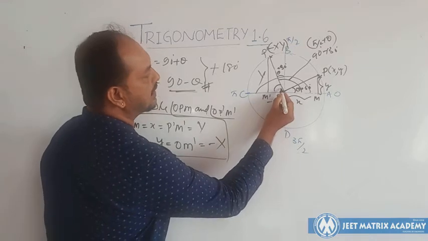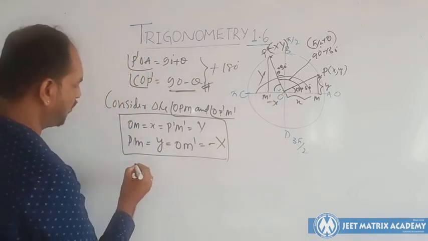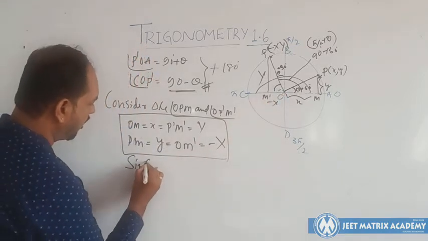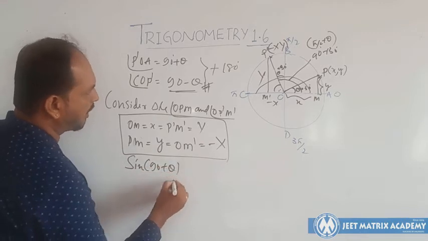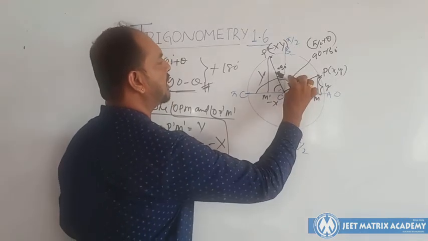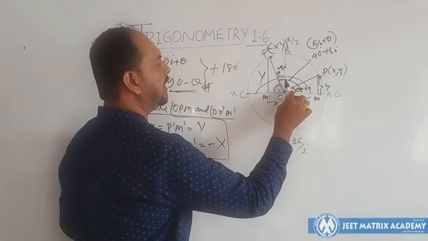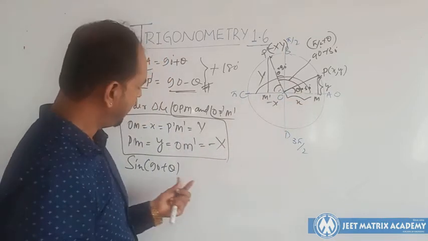Now consider this angle. Sine of 90 plus theta: when I create 90 plus theta, I am getting this line, and this will be equal to this angle.